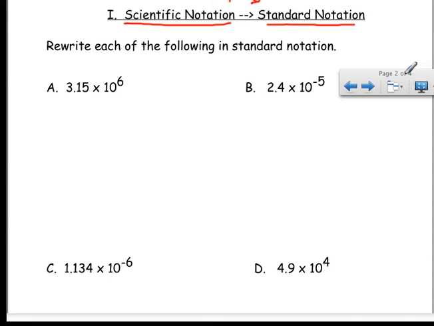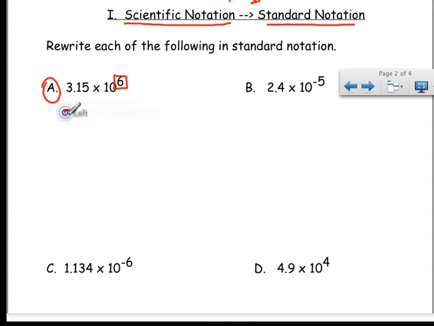I'm going to show you an example with A and B. So if I look at 3.15 times 10 to the 6th, I know that means 3.15 times 10 times 10 times 10 times 10 times 10, 6 times. There's a trick to do this though, which is you just need to move the decimal 6 places. Since it's positive 6, I know that the number is going to get bigger.